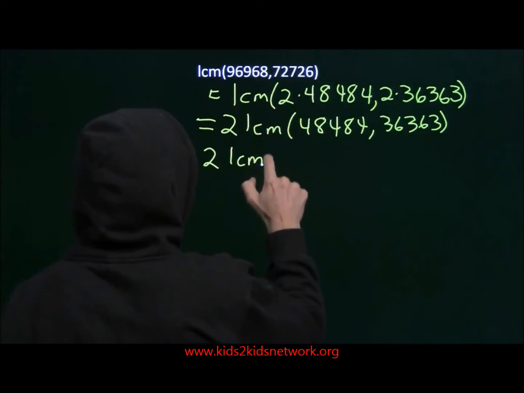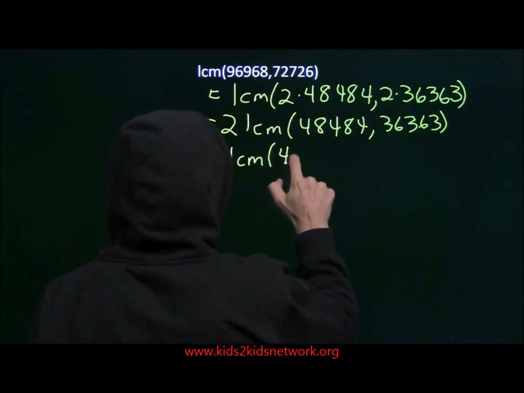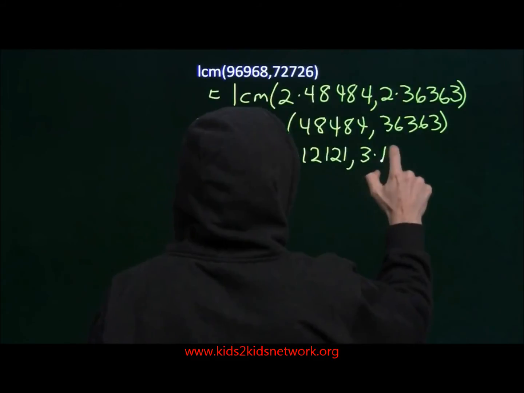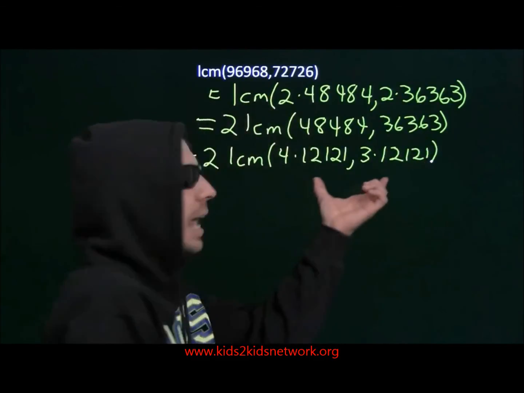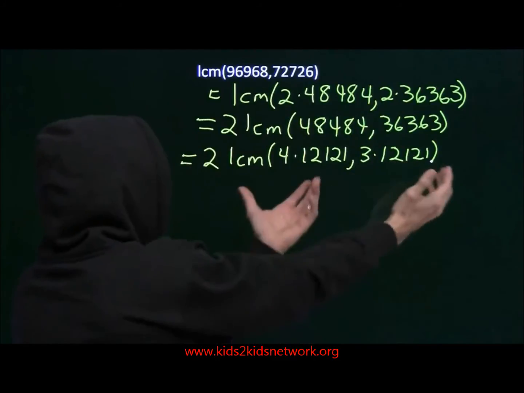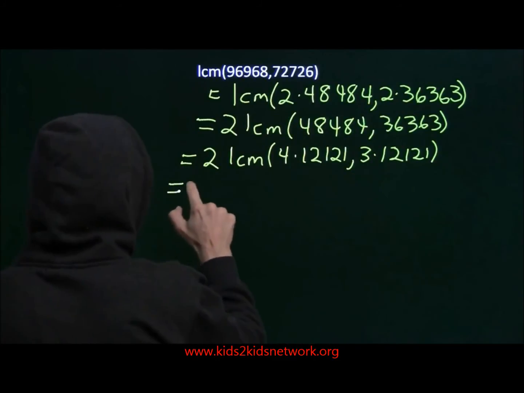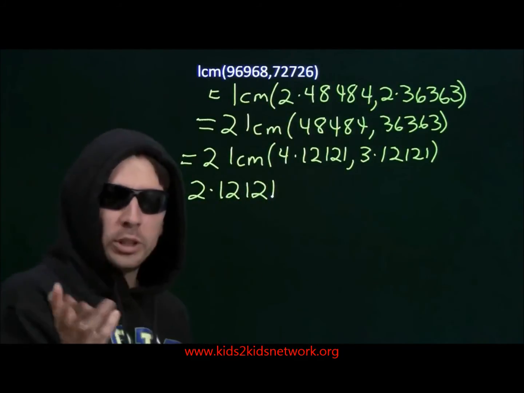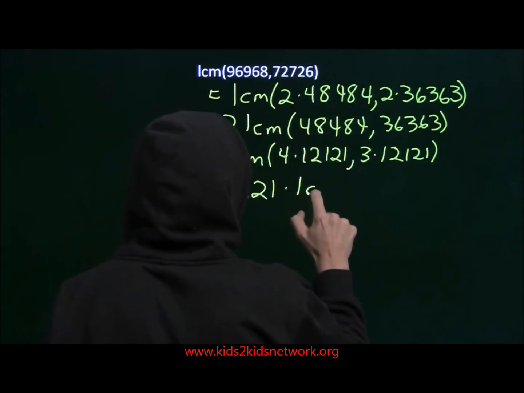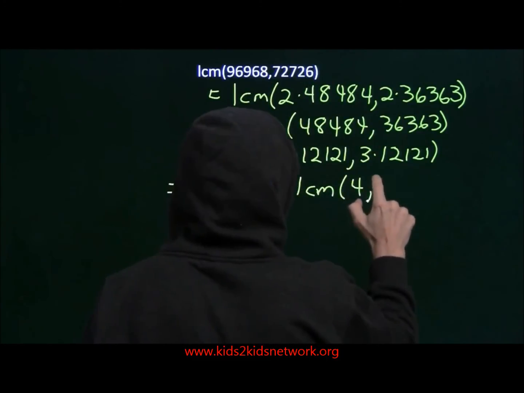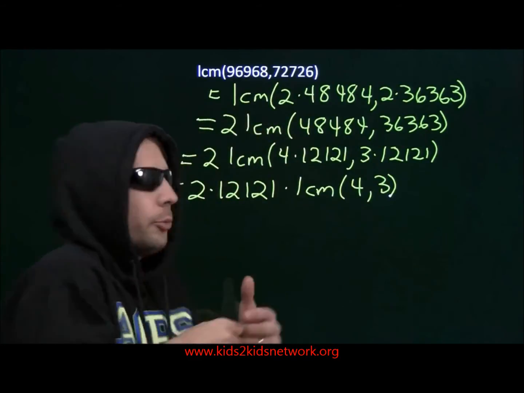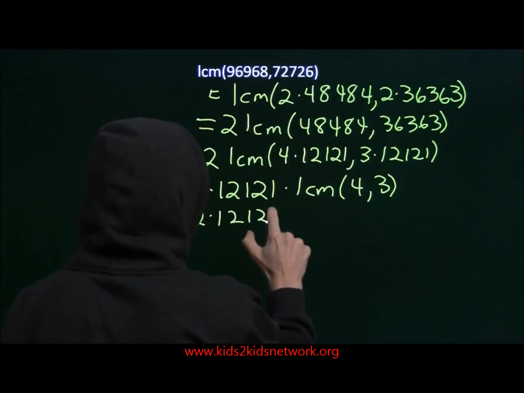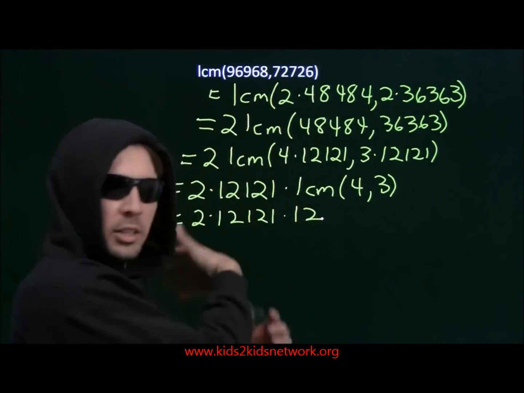These have a pretty obvious common factor, 1, 2, 1, 2, 1. This is 4 times 1, 2, 1, 2, 1. And this is 3 times 1, 2, 1, 2, 1. And now we've got a common factor. So I'm going to pull out the 1, 2, 1, 2, 1. I'm left with 2 times 1, 2, 1, 2, 1 times the least common multiple of just 4 and 3. And of course, the least common multiple of 4 and 3, that's just 12. So I've got 2 times 1, 2, 1, 2, 1 times 12.